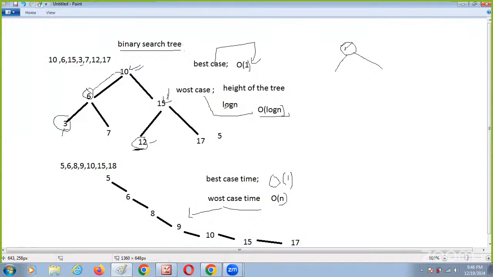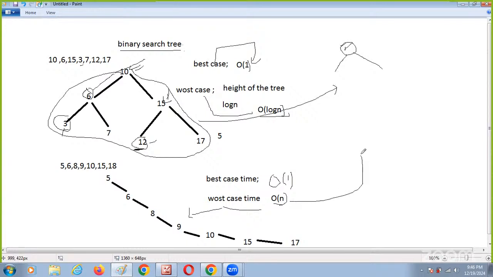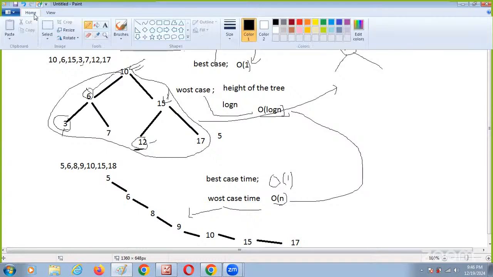But this is called a balanced binary search tree, where the left hand side elements and right hand side elements are equally distributed. This is a balanced binary search tree, and this is an unbalanced binary search tree. You see here, this is almost taking order of n. That means in the worst case time complexities, in a binary search tree, we also have two things.